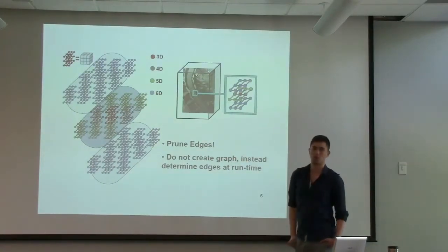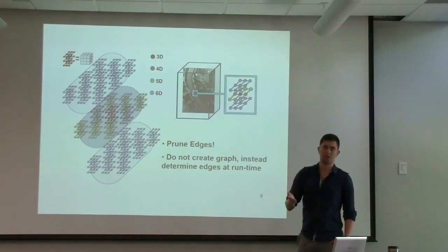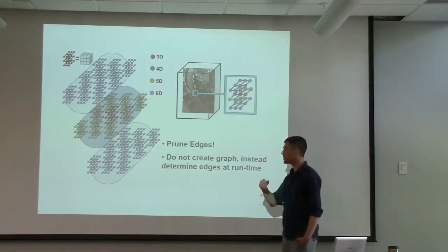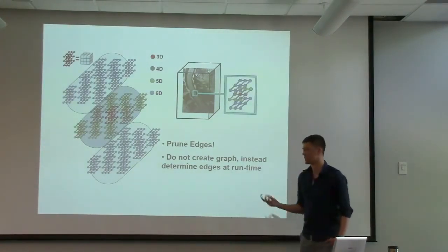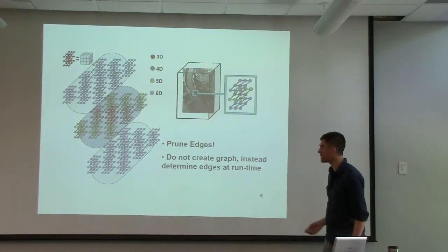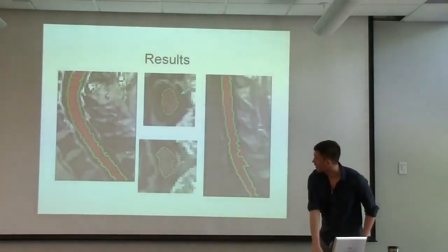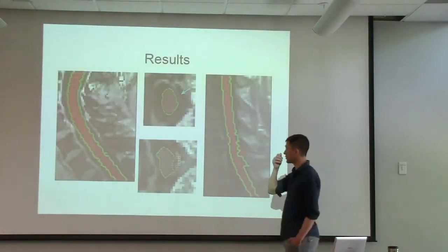A lot of the paths don't really make sense. Second is that we don't actually have to create the graph with all the edges prior to runtime. We can actually infer the edges at runtime, and that will drastically drop the memory from over 100 gigabytes to 110 gigabytes by doing that. So some results, how well does this work?